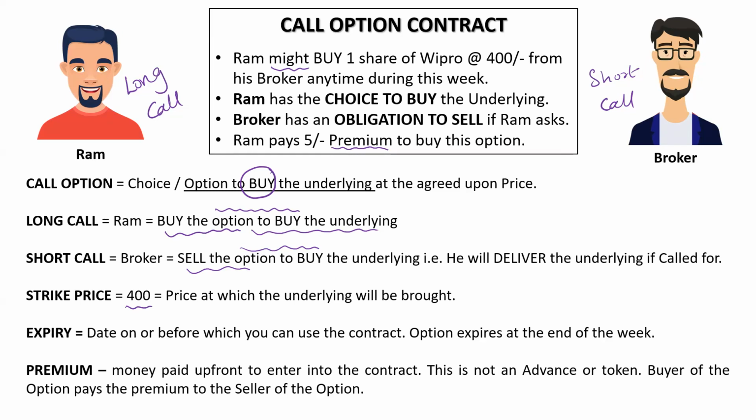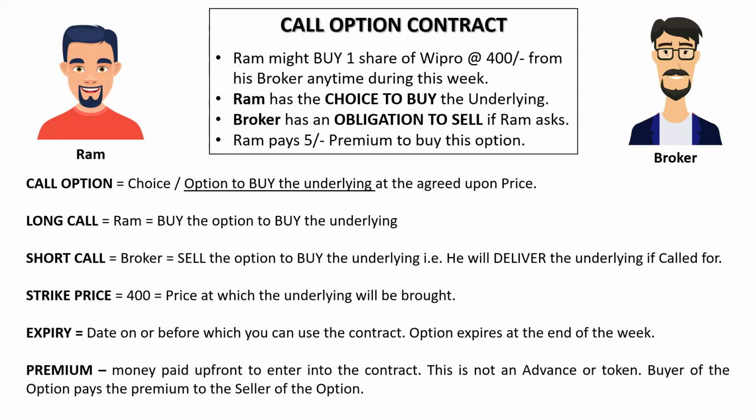Premium is the money that is paid upfront to enter into the contract. So it is the money that Ram is paying to the broker in order to ask him to enter into the contract. So it is the money paid upfront and the long call is paying the premium to the short call. The buyer of the option is paying the premium to the seller of the option. This is not an advance or a token kind of money. This is a payment you are making to the other person so that they want to enter into a contract with you. Buyer of the option pays premium to the seller of the option.